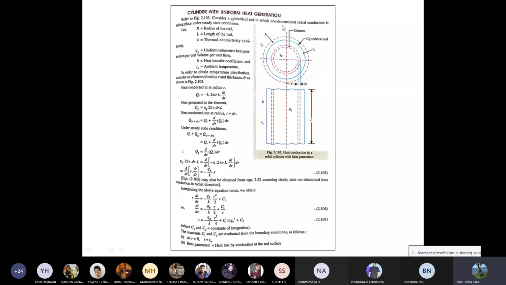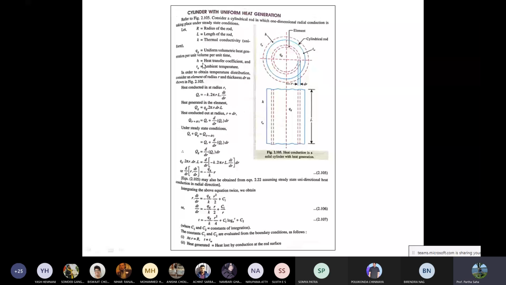We are considering the radius of the rod is capital R, length of the cylindrical rod is capital L, thermal conductivity is given by K. And also we considered QG, as you can see, is the uniform volumetric heat generation per unit volume per unit time. Right? H is the heat transfer coefficient to the atmosphere, that is the convective heat transfer coefficient, and ambient temperature we are considering as TA. Okay, so these are all the parameters given here.